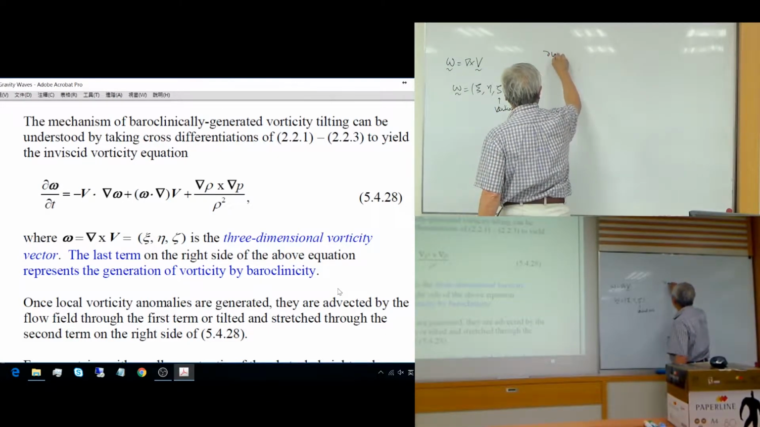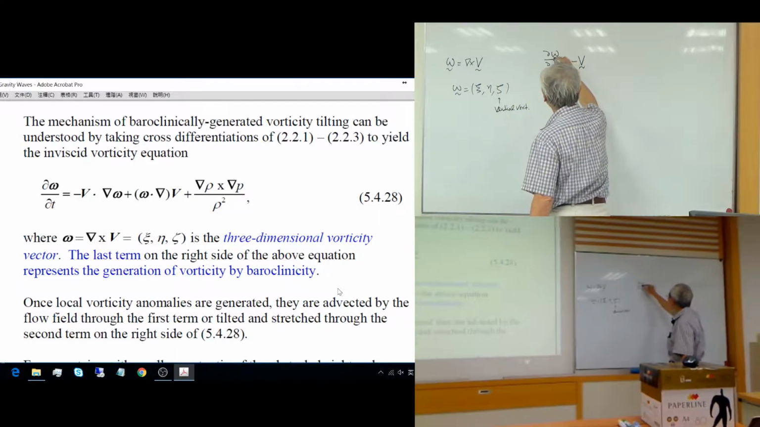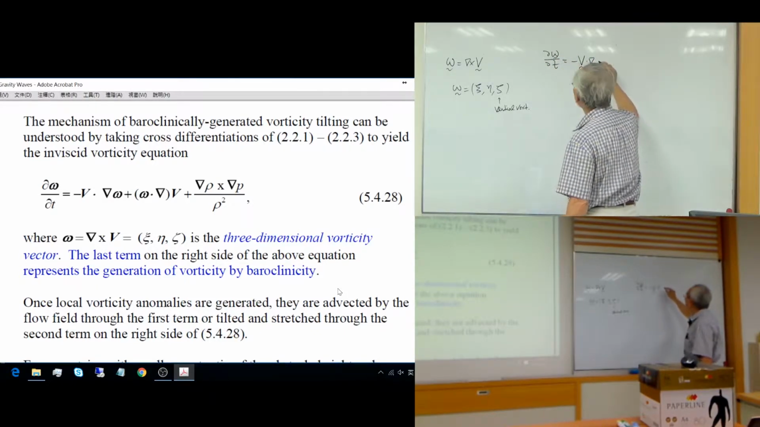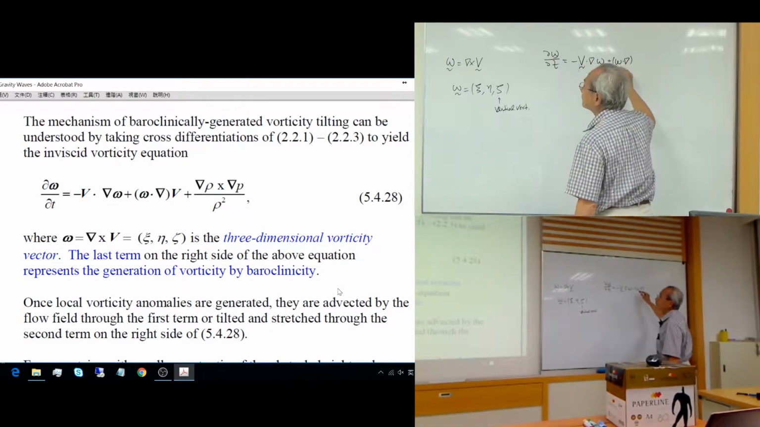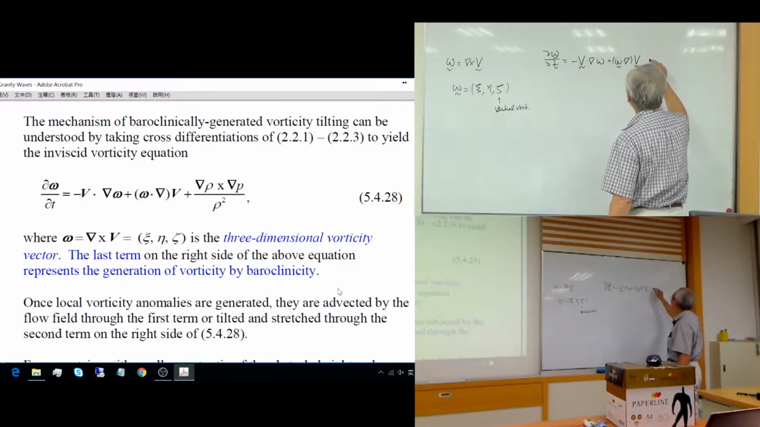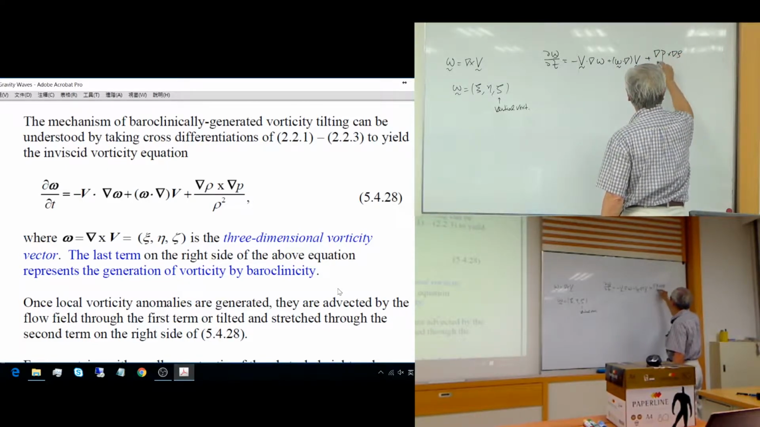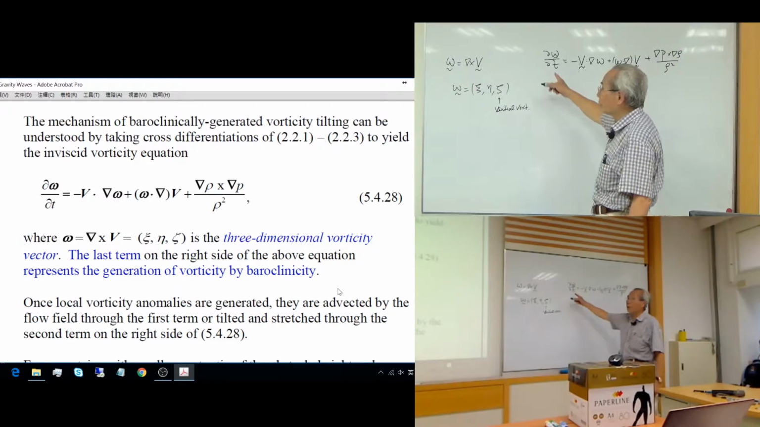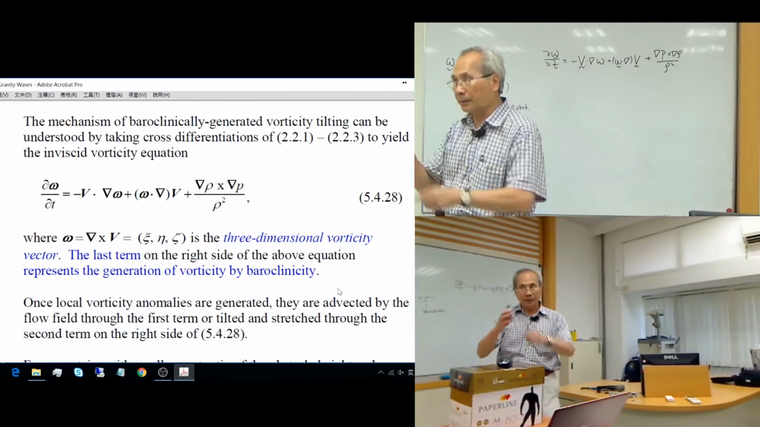Okay, so partial omega partial t equals negative v dot del omega plus omega dot del v, okay, this means vector, plus delta p times delta rho divided by rho squared. Like that. And as you know, this is the local rate of change of the vorticity vector.